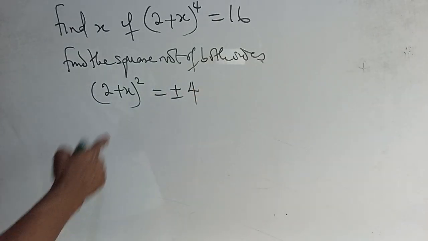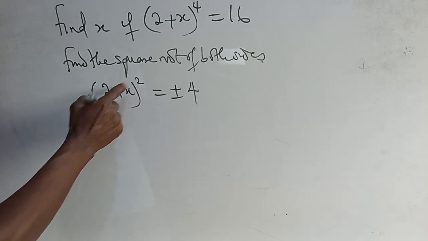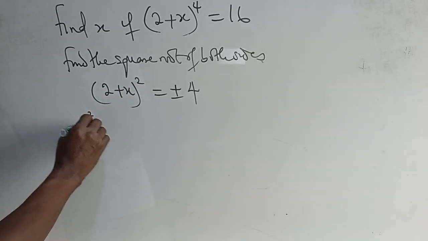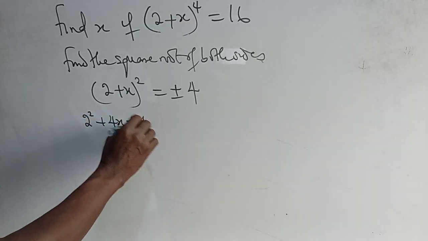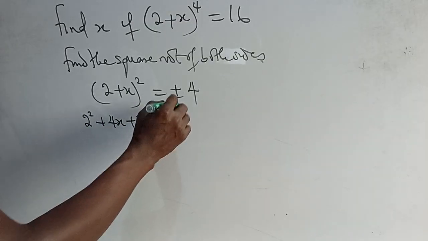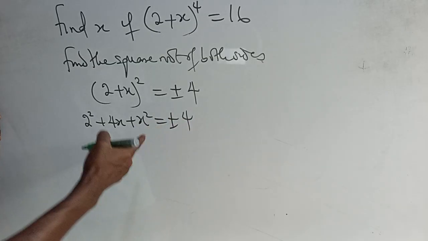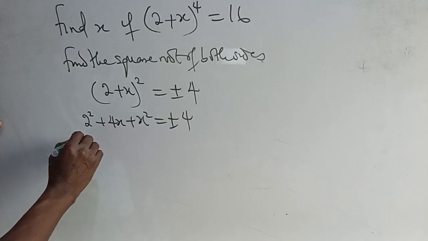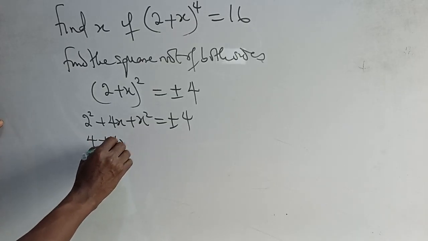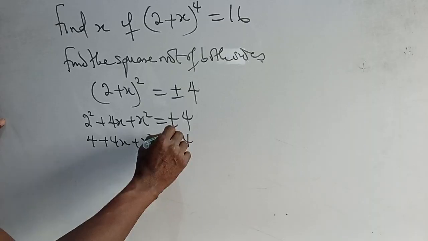Beautiful. So now let's expand this. When we expand this, we have 2 squared plus 2x, that's 4x, plus x squared is equal to plus or minus 4. Now that means we can use plus 4, we can use minus 4. So when we use plus 4, we have 4 + 4x + x² is equal to 4.